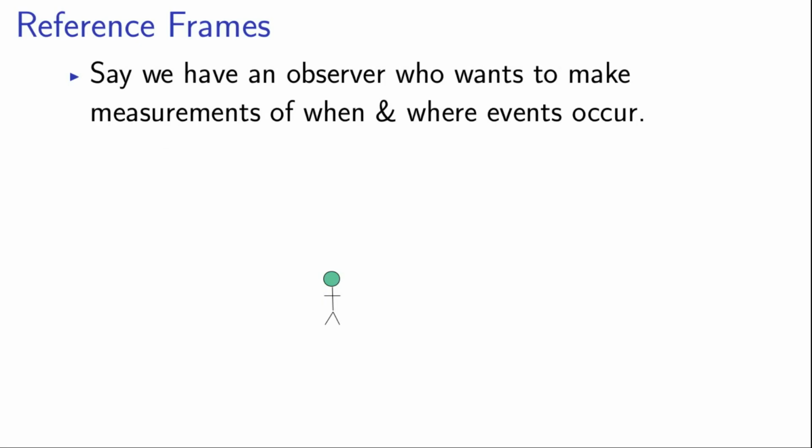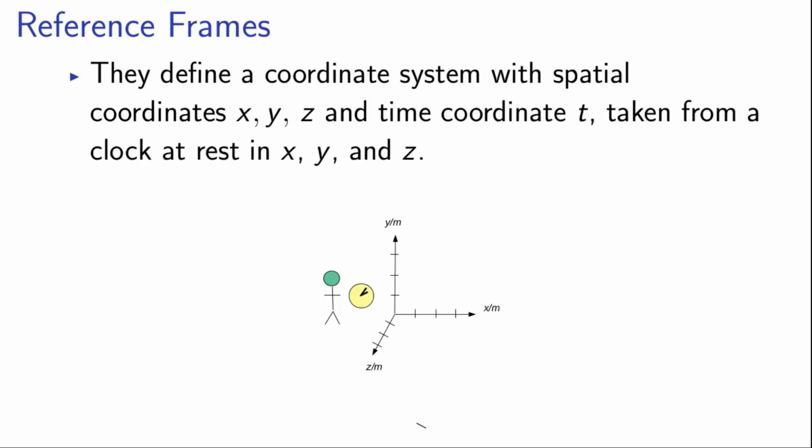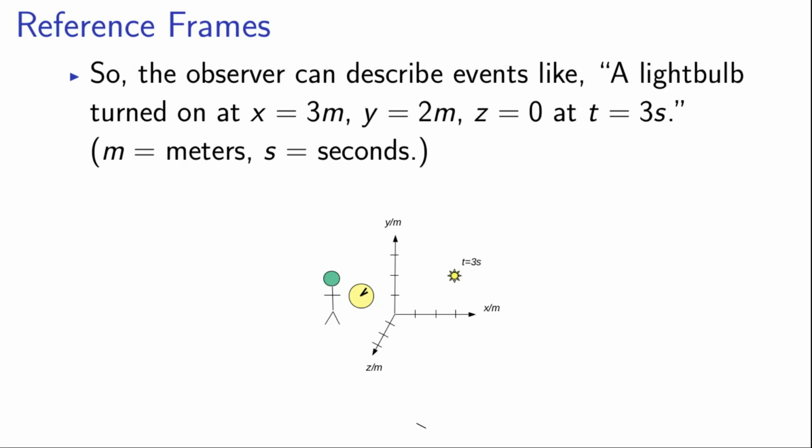Let's say we have an observer who wants to make measurements of when and where events occur. They define a coordinate system with spatial coordinates x, y, z, and time coordinate t, taken from a clock at rest in x, y, and z. So the observer can describe events like a light bulb turned on at x equals 3 meters, y equals 2 meters, z equals 0, at time equals 3 seconds.